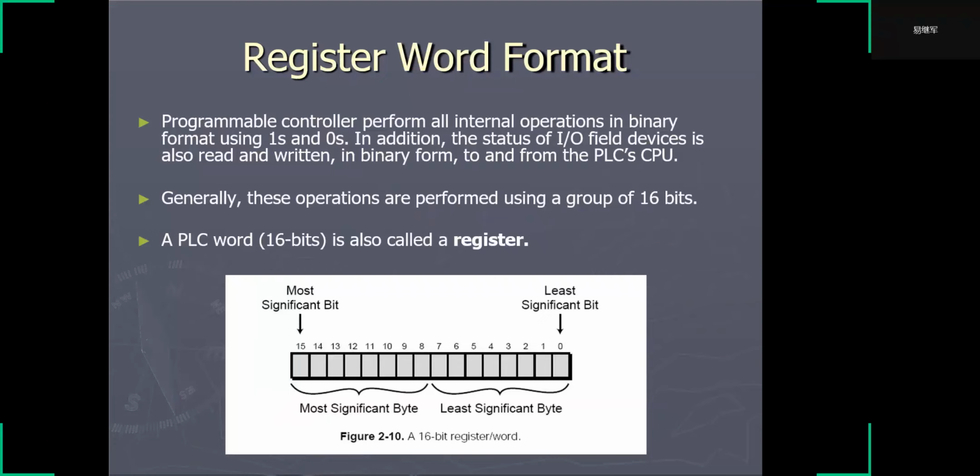Generally, these operations are performed using a group of 16 bits. A group of 16 bits in a PLC is called a register. Register word formats: a PLC word of 16 bits is called a register. The first bit, the least significant bit, is bit 0, up to bit 15.